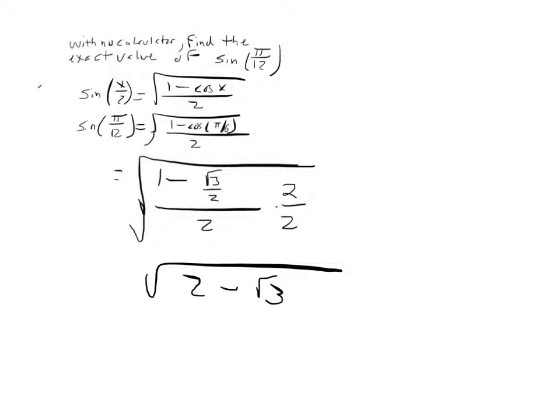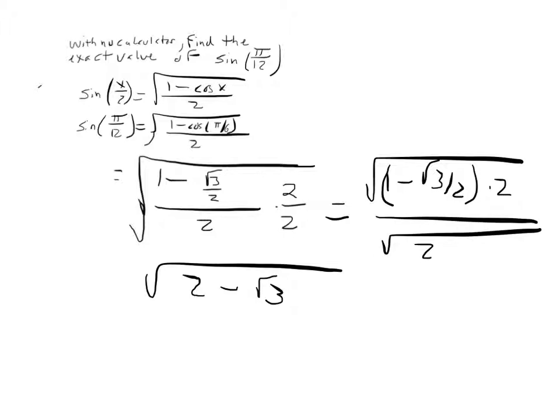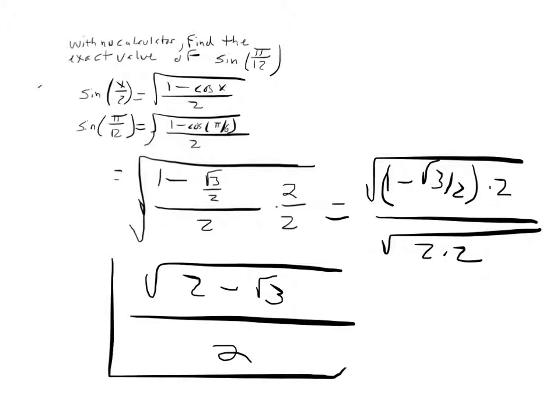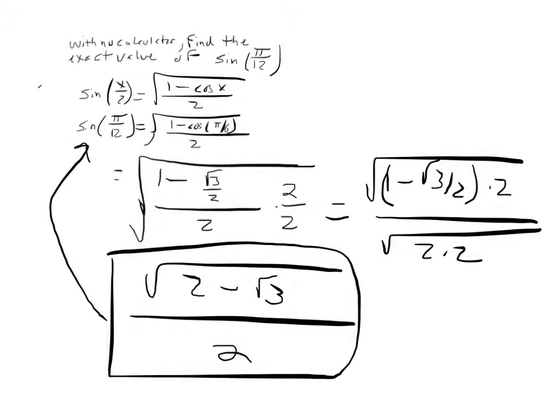And think about the denominator. This is actually the square root of 1 minus root 3 over 2, that quantity times 2, over the square root of 2 times 2. Well, the square root of 2 times 2 is 2. So I'm done. I have found an exact value for the sine of pi over 12.